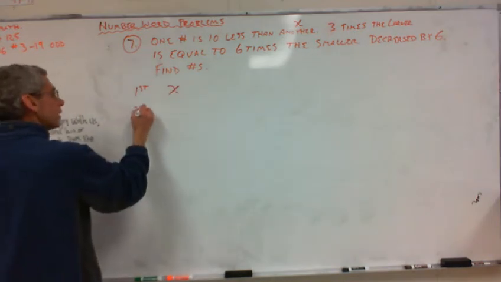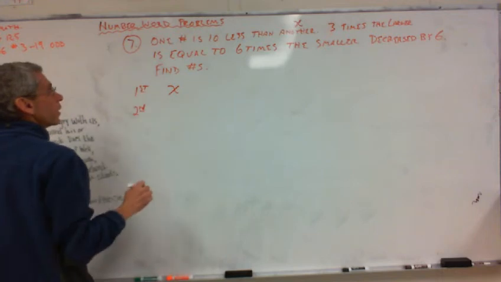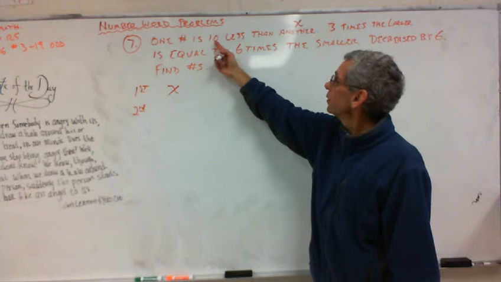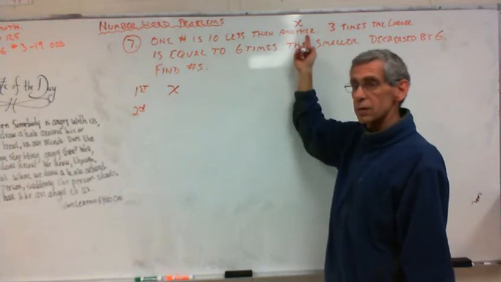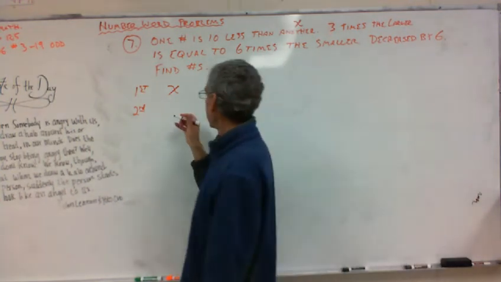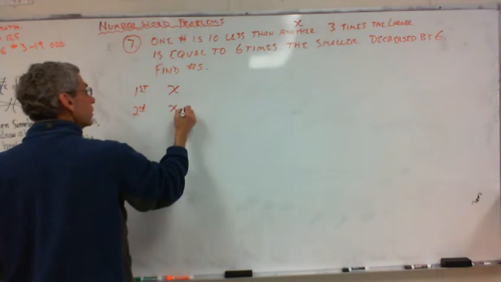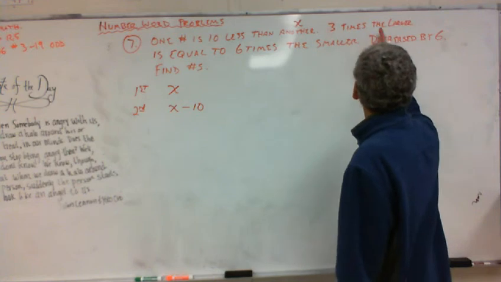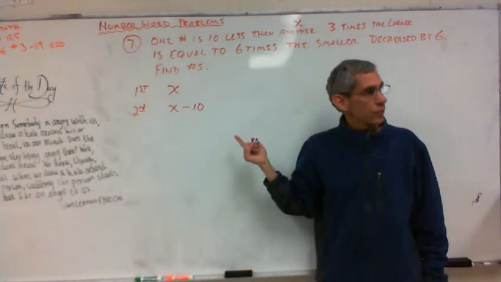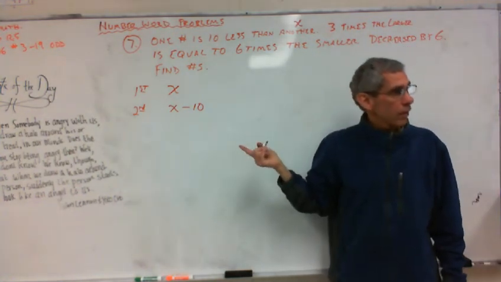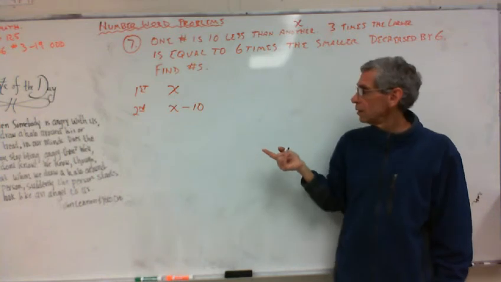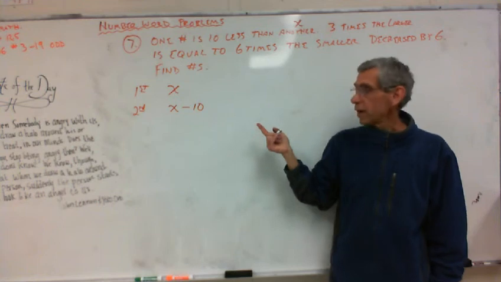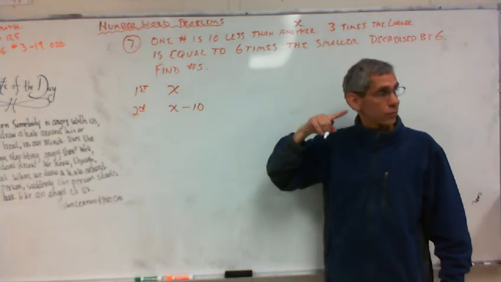So what is my second number, Rebecca? It says one number is 10 less than another. X minus 10. Exactly. You always start with the x, the another, and then minus 10. Great. Now it says 3 times the larger. Oh my gosh, but we don't know which one's larger. Violet, how would I figure that out? Well, if you put parentheses around it and then put 3 on the outside, you can distribute. Okay, but how would I know which one? That's totally true, and we're going to use that.